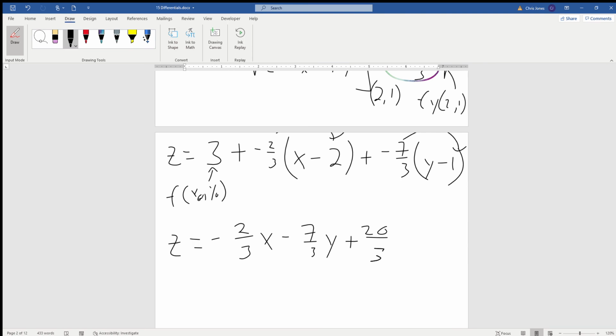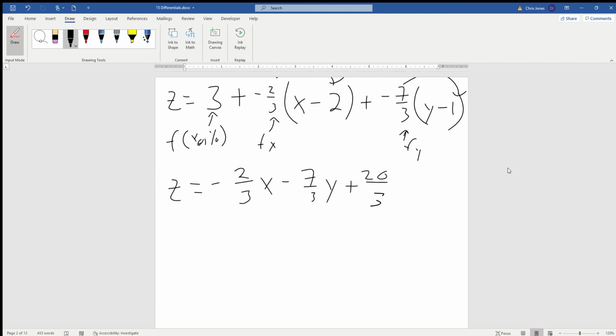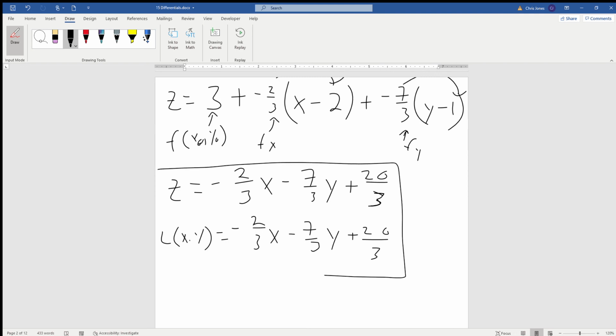All right, remember this is our fx, this is our fy. Right, so we just used our formula from before. And by the way, this is exactly what L of x, y is equal to. All right, so L of x, y, which is the local linearization for this, is negative 2/3 x minus 7/3 y plus 20 over 3. All right, so this is our response to part A.